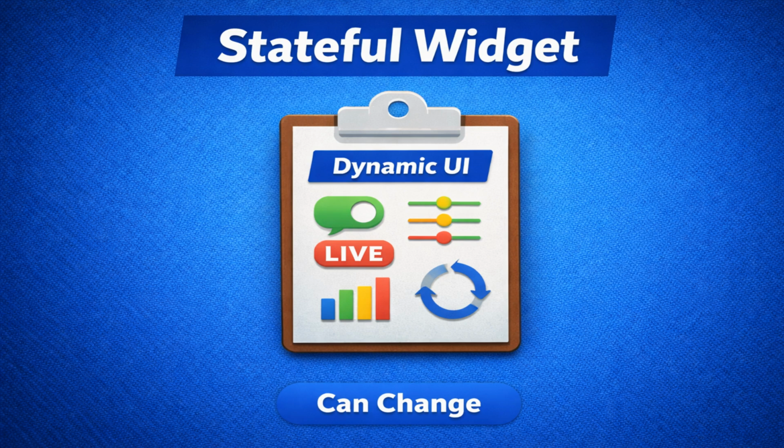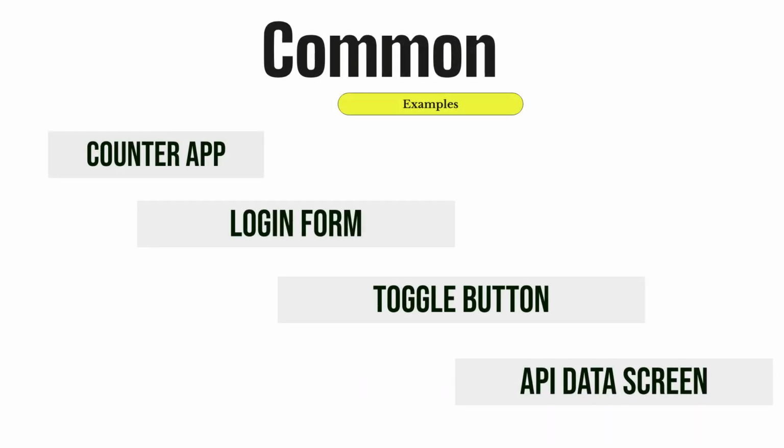A stateful widget is used when the UI changes over time because of user interaction, API response, or animation. Some common examples are counter app, login form, toggle button, and API data screen.